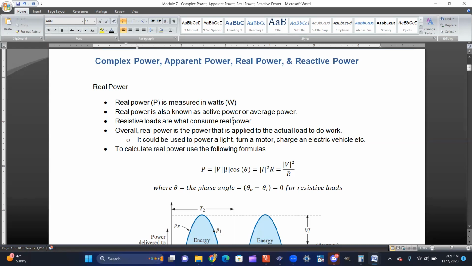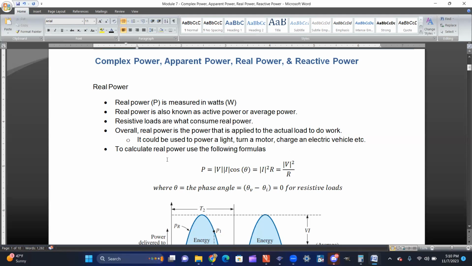Some people call it active power, and that's because this is the power that is actually doing the work. All right, so overall, real power is the power that is applied to an actual load to do work. It could be used to power a light, turn a motor, charge an electric vehicle, etc. Pretty much whenever you turn something on or see something light up, that's the actual real power doing the work.